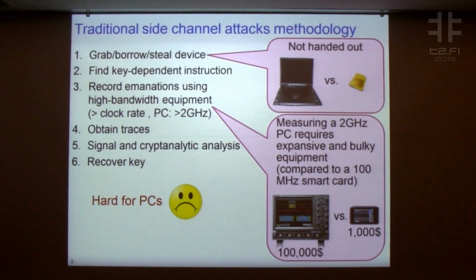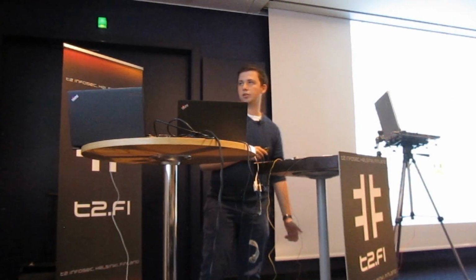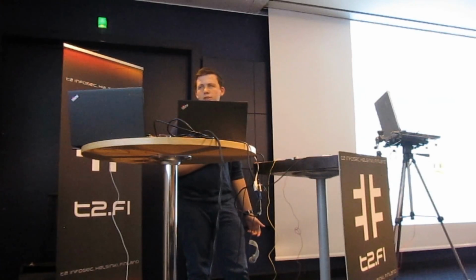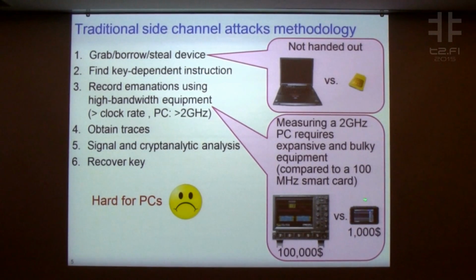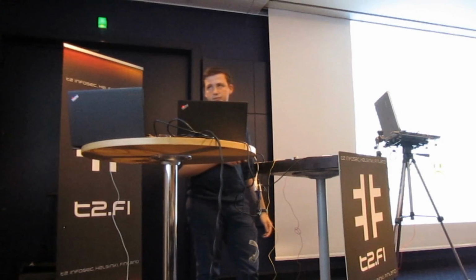The second problem is the problem of speed. Typical PCs run at several gigahertz CPU. And in order to mount a clock rate attack at such speeds, I need very big and very bulky equipment. I need a big oscilloscope, which costs around $100,000 and weighs around 15 kilograms. This is opposed to a smart card, which runs at around 100 megahertz. To mount such an attack, I need a scope which costs around $1,000 and weighs around 1 kilogram.